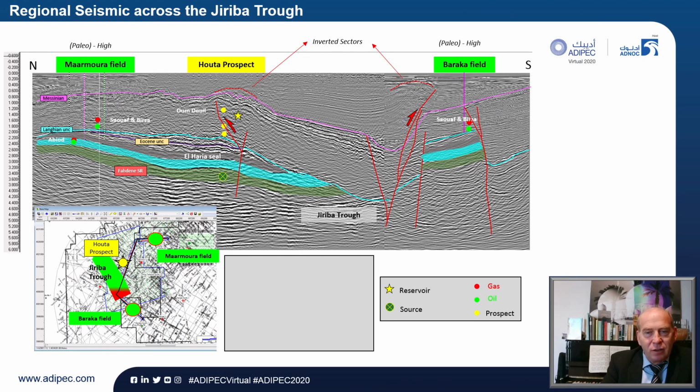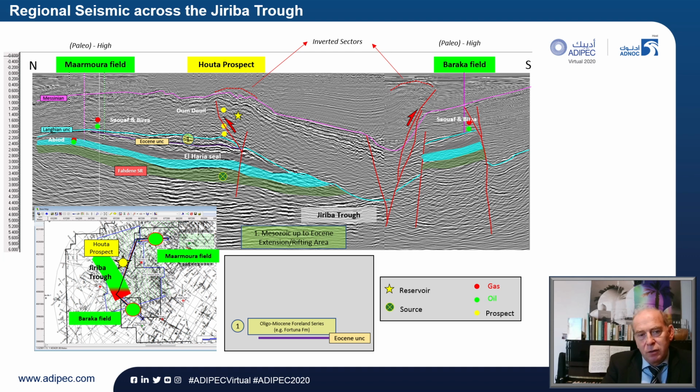Here, to illustrate the structure of the area, is a regional composite seismic section, more or less along a north-south transect. Green boxes are producing fields, yellow are prospects, and basically we see the series at the base of the section, which is the Mesozoic up till Paleogene times.